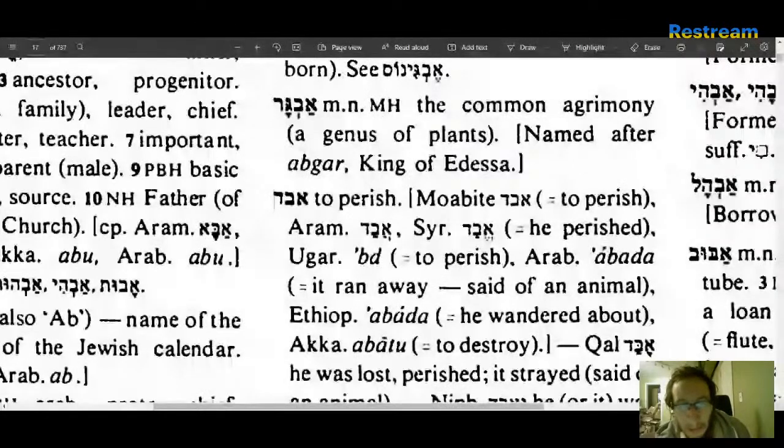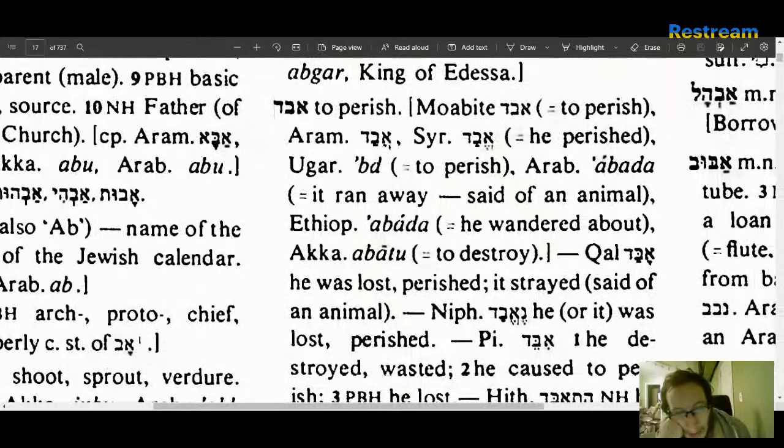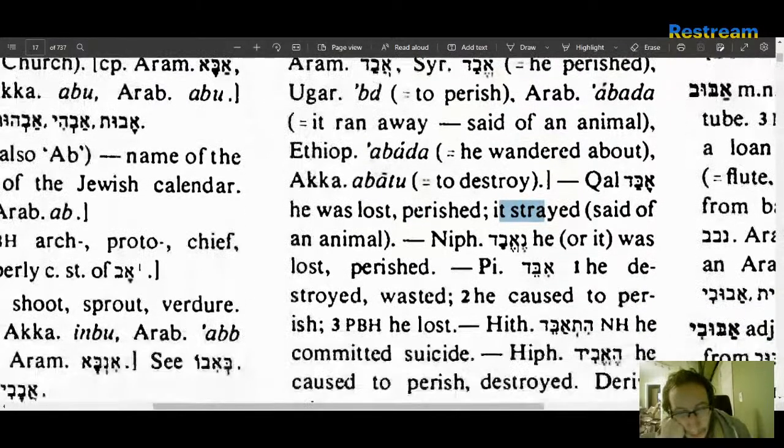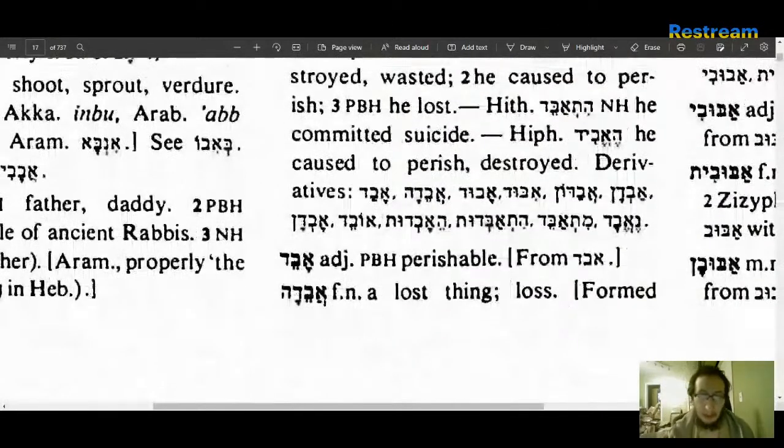Okay. So now let's take a look at what the comprehensive dictionary says about abad. So they say perish. Moabite, same thing. Aramaic, Syriac, Ugaritic, Arabic, Ethiopic, Akkadian. All means the same basic thing. He was lost, perished, it strayed. So see, it's all meaning the same thing. Post-biblical Hebrew, perishable, a lost thing.